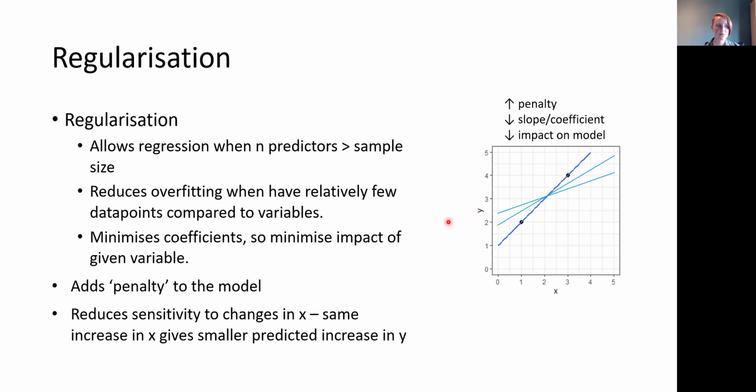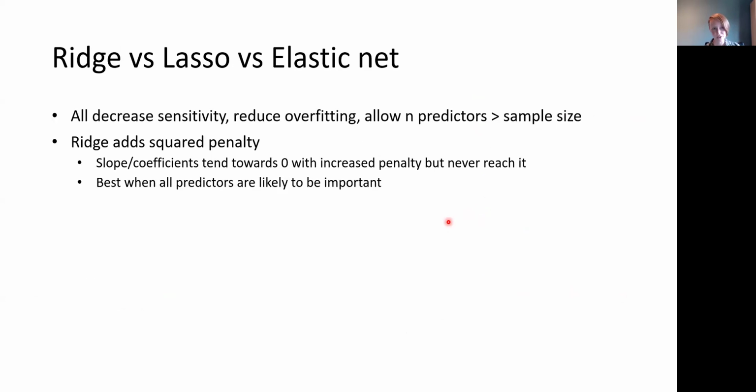There are actually several types of regularization that you can do. You can do ridge, lasso, or elastic nets, which are the main ones you'll hear about. All of these essentially have the same idea. They all decrease the sensitivity to your variables, they reduce overfitting overall, and they allow you to have more predictors compared to your sample size.